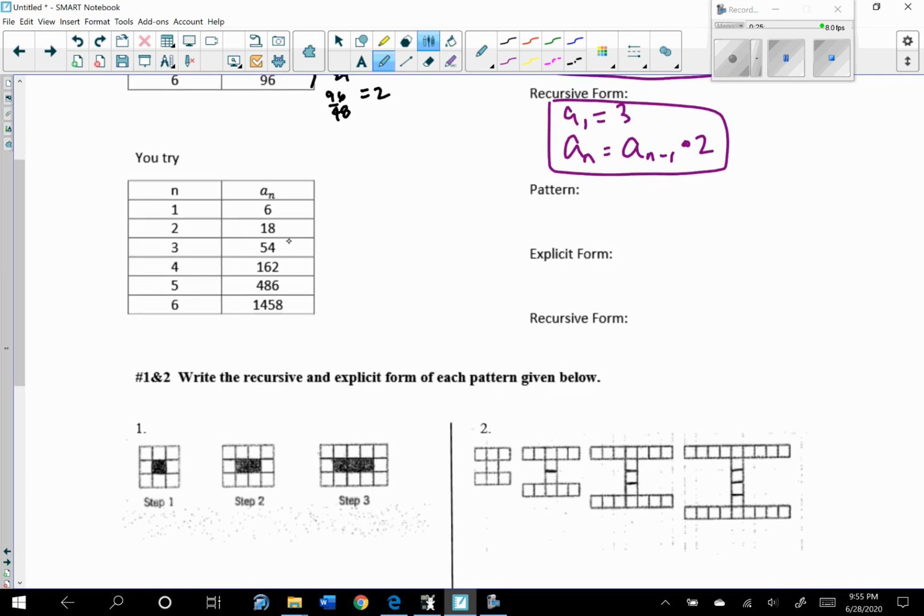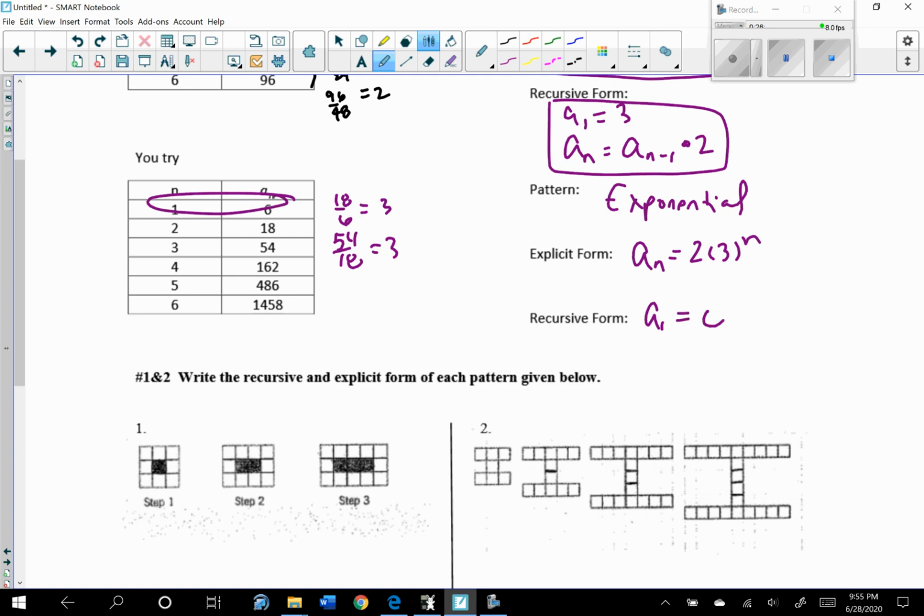So for this one, when you divide each term, 18 divided by 6 is 3. 54 divided by 18 is 3, etc. for each of them. So that means the pattern is exponential. And the explicit form, when you plug it into your calculator, a sub n equals 2 times 3 to the power of n. Recursive, your first term is 6, and your nth term equals the previous term times your common ratio, which is what that's called when you divide it each time.